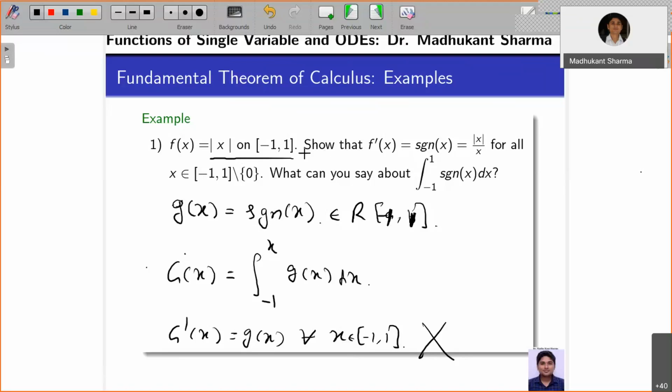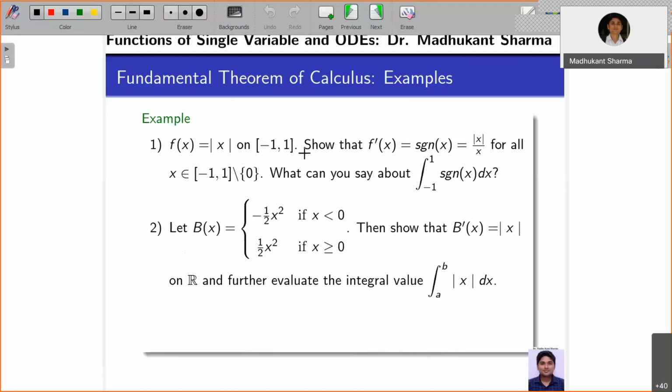Now let's consider this example. Let b(x) equal -x²/2 if x is less than 0, and x²/2 if x is greater than or equal to 0. Then show that b'(x) is |x|; I can leave that as an exercise for you. You can prove that it is a differentiable function and its derivative is the modulus function of x. Note that b(x) is a continuous function everywhere, including at x equals 0.